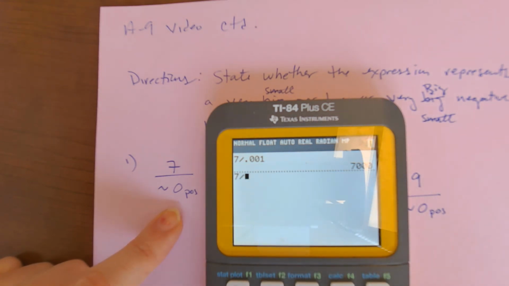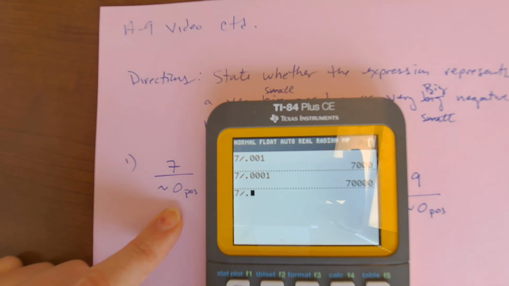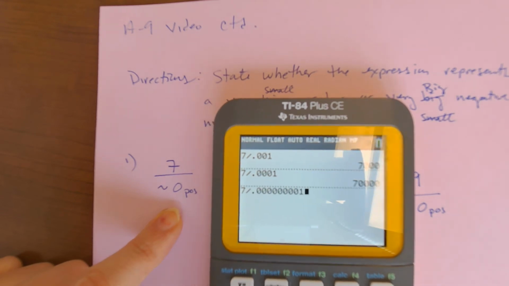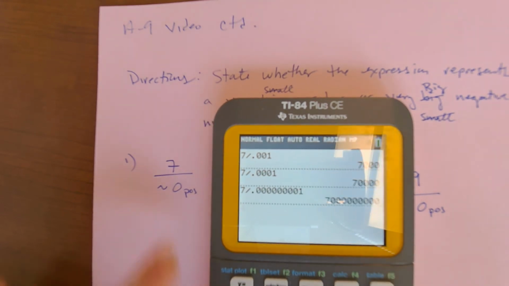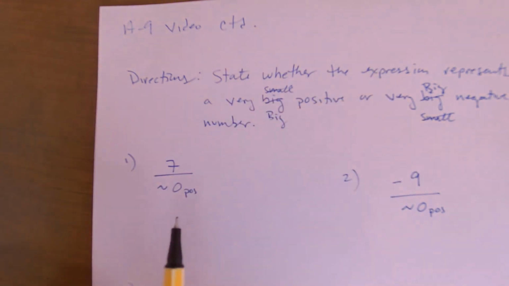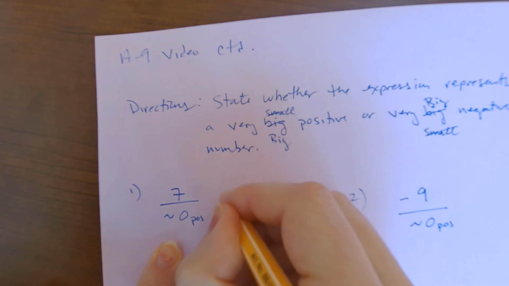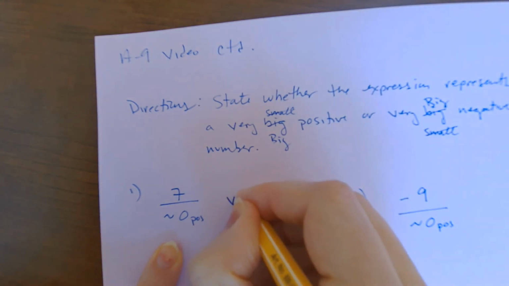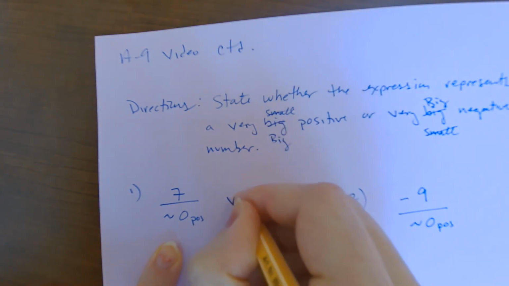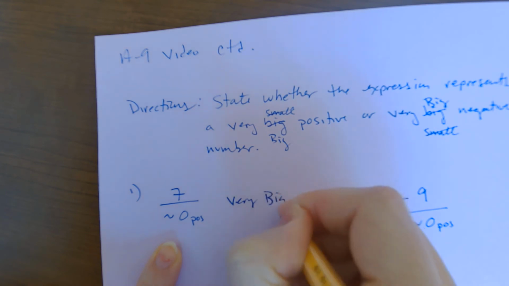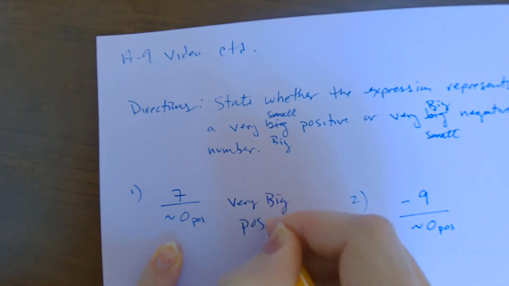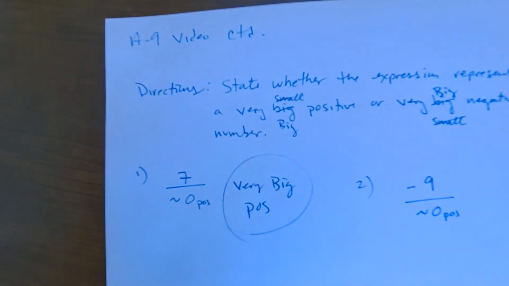Now let me get even closer to 0. So 7 divided by, even closer to 0 positive, 0.0001. Even bigger. 7 divided by 0.00001. Even bigger. So guys, this is a very big positive number. So very big positive. That's a very big positive number.